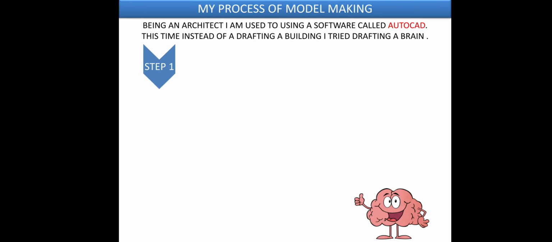Being an architect, I'm used to software called AutoCAD. This time, instead of drafting a building, I tried to draft a brain. So there was this five-step process by which I created a model. I will just tell you briefly what all I did.